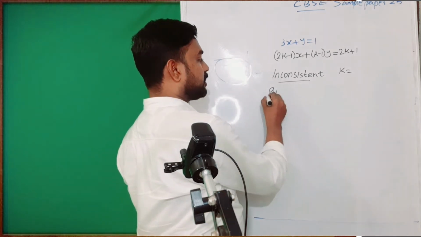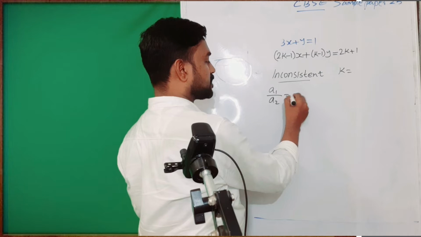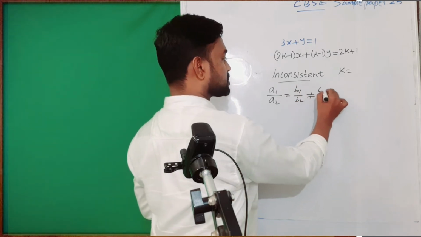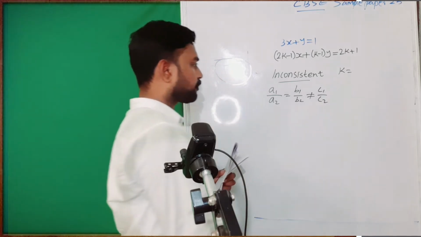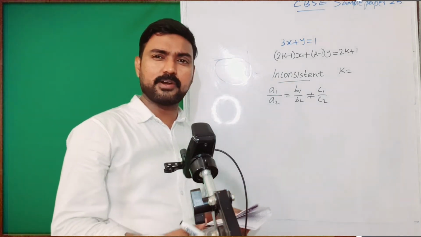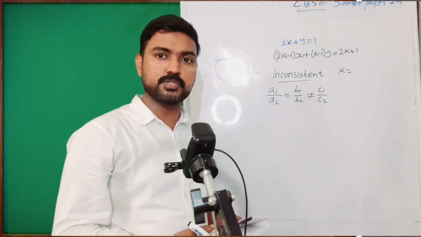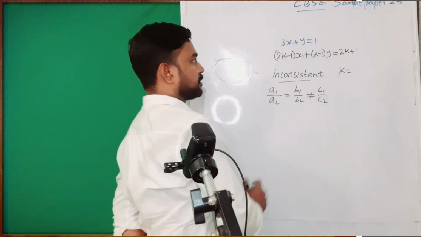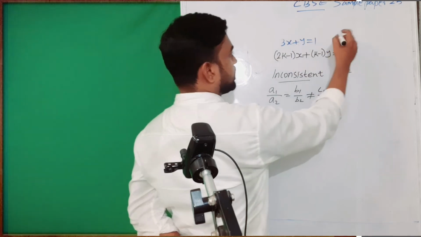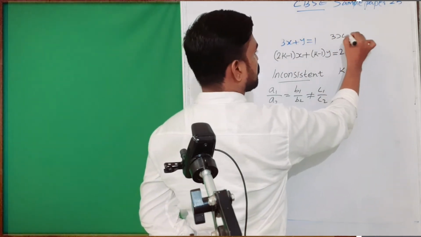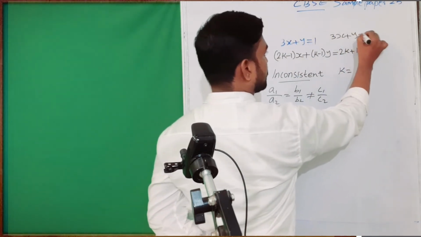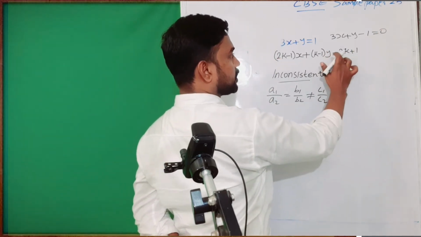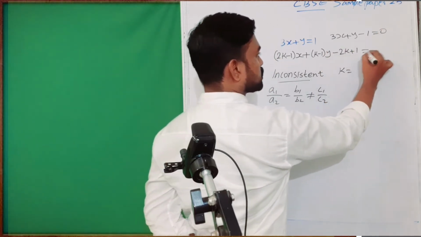So we studied the condition a1 by a2 is equal to b1 by b2 not equal to c1 by c2. What are these a1, b1, c1, a2, b2, c2? a1, b1, c1 are the coefficients of the first equation. This we can write in standard form. So 3x plus y, this one we bring to the left side, it will be minus 1 is equal to 0. Similarly, this 2k plus 1 we bring to the left side, it will be minus of 2k plus 1 is equal to 0.